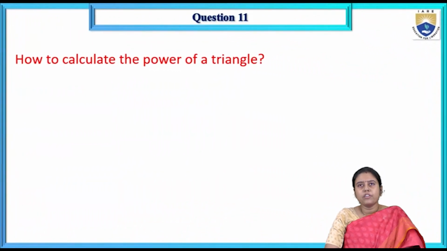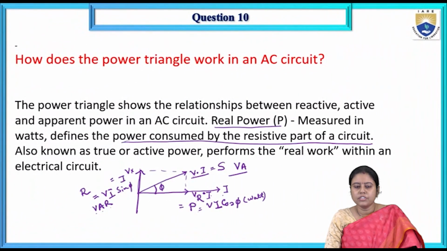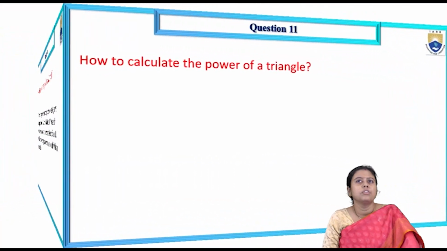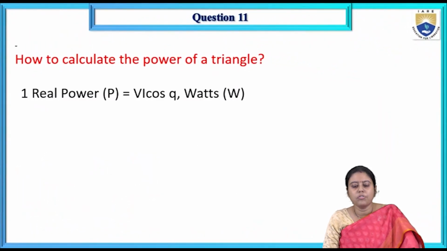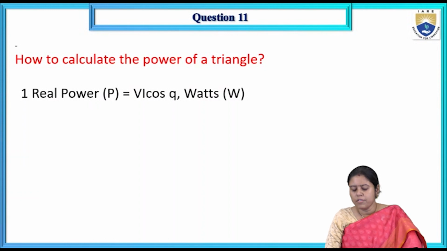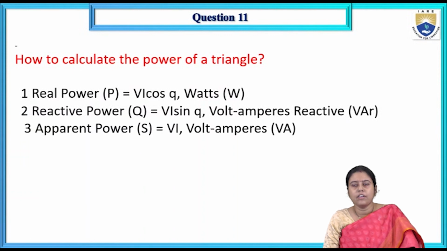Now we are moving to question number 11. How to calculate power from a triangle? So this question is, how does the power triangle work? Same question, just the language is different. As I told, one is the real power, which is in watts. Then the reactive power, which is in VAR. Another one is the apparent power, which is denoted by V into A.